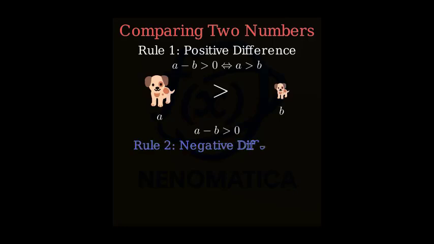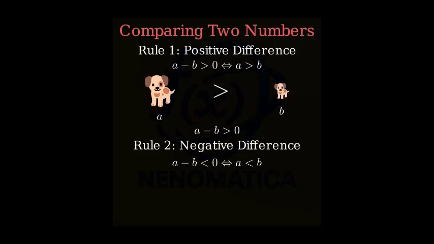Now, let's move on to our second rule. If the difference of two real numbers is negative, then the first number is smaller than the second number. Mathematically, if a minus b is less than 0, then a is less than b. So we can write a minus b is less than 0 if, and only if, a is less than b.